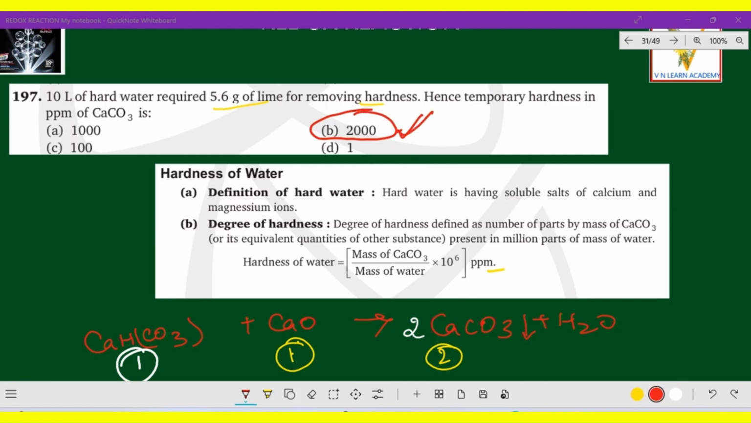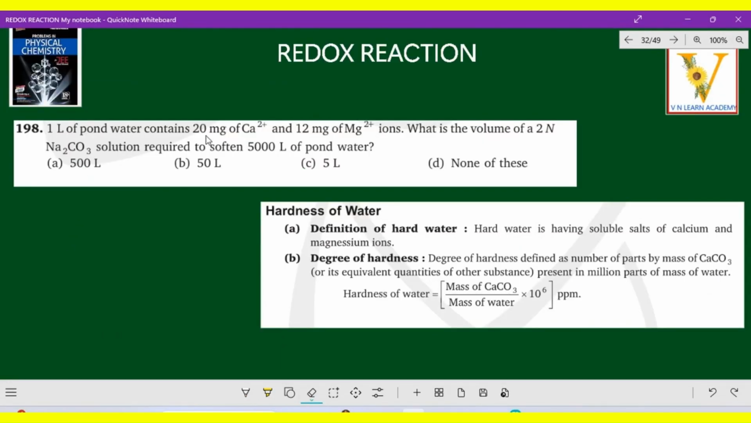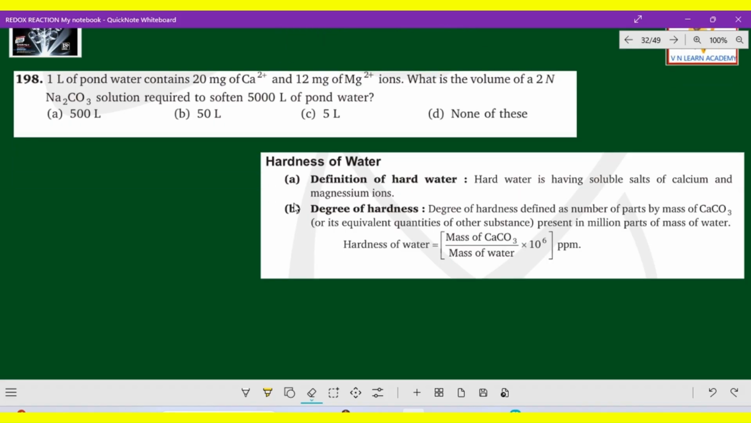Question: 1 liter of pond water contains 20 milligram of calcium 2 plus ion and 12 milligram of magnesium 2 plus ions. What is the volume of 2N Na2CO3 solution required to soften 5000 liter of pond water? As I mentioned, I just wanted to mention the same points again.